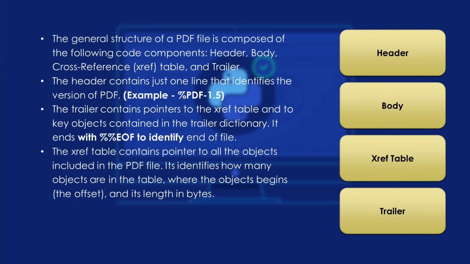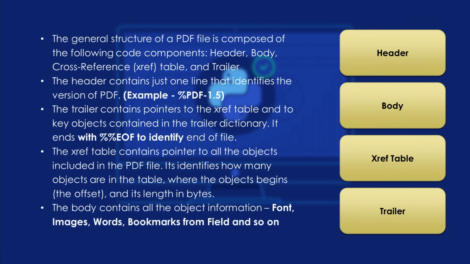The cross-reference table contains pointers to all the objects included in the PDF. It identifies how many objects are in the table, where the objects begin, and their length in bytes. The body contains all the object information, for example, object information like fonts, images, words, bookmarks, form fields, and so on. So these objects are mapped using the cross-reference table, and thus this forms the structure of the PDF.